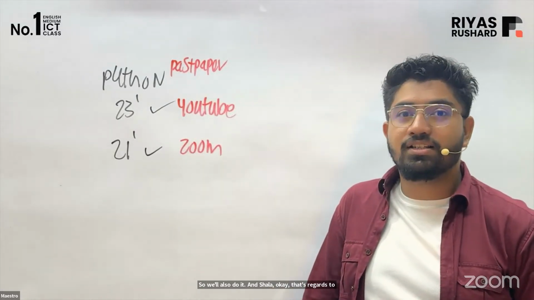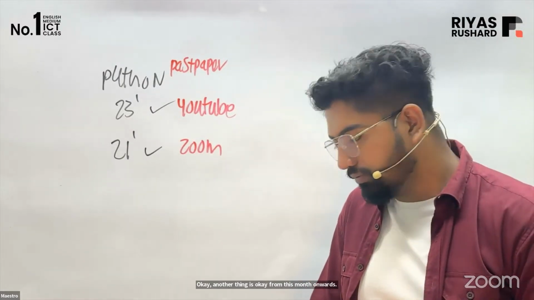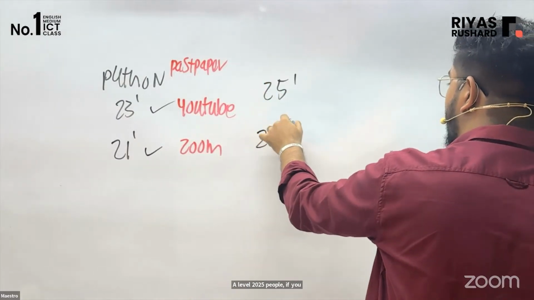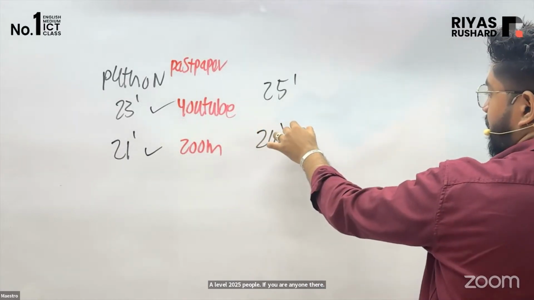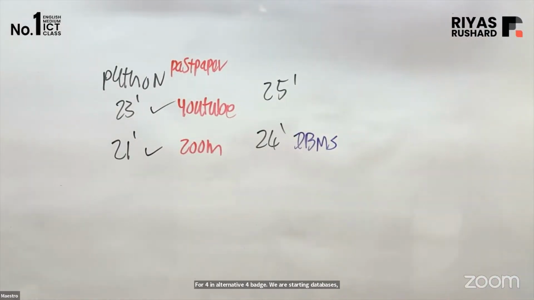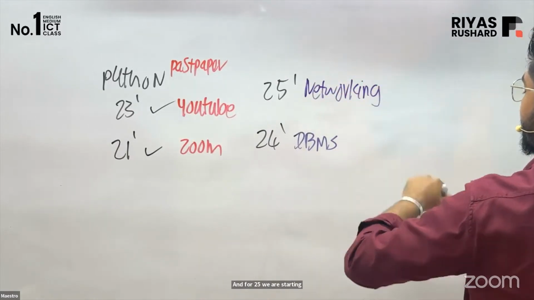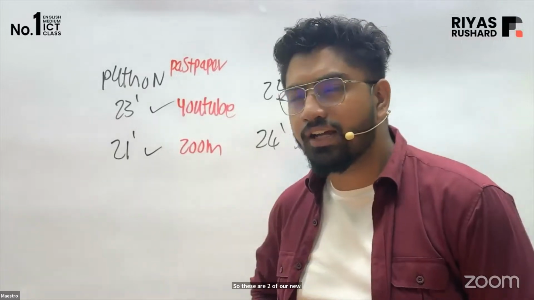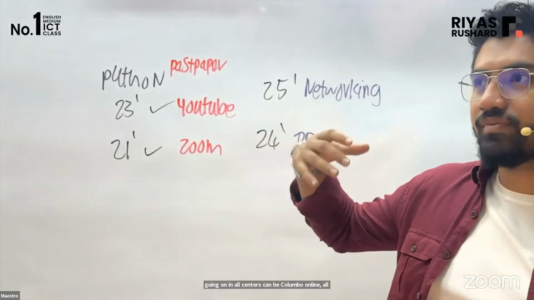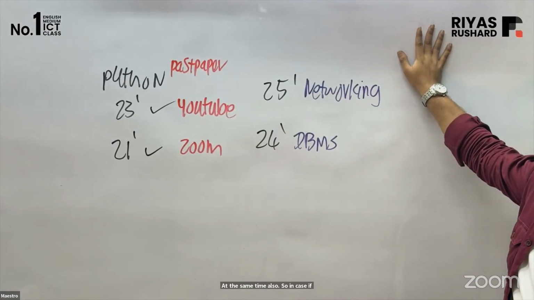Another thing is, from this month onwards, we are commencing a new chapter for A level 2025 people, and also for 2024. For the A level 2024 batch, we are starting the database management system lesson, and for 2025, we are starting networking. These are two new theory lessons going on in all centers, Kandy, Colombo, online, all centers. We are starting at the same time, so if you wish to join us, you can also go through the institute.